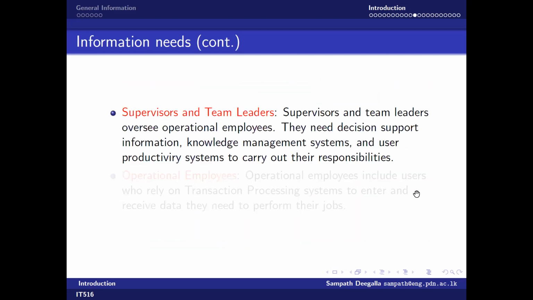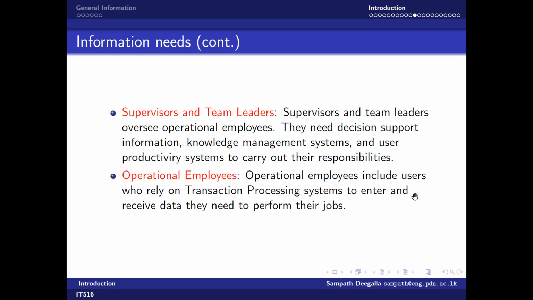And then we have the supervisors and team leaders, who look after the operational employees, and they need decision support information, knowledge management systems, and user productivity systems to carry out their responsibilities. Operational employees are the lowest level in the hierarchy and the largest in number. They work on the day-to-day stuff, so they mostly work with transaction processing systems, right? And what they need is to perform their job.